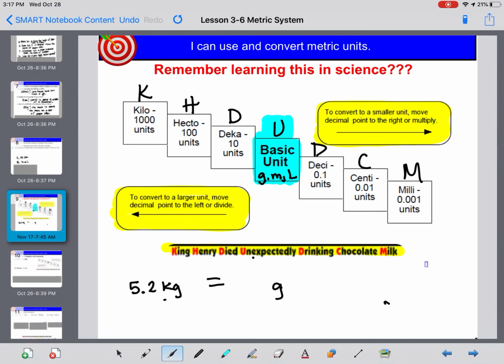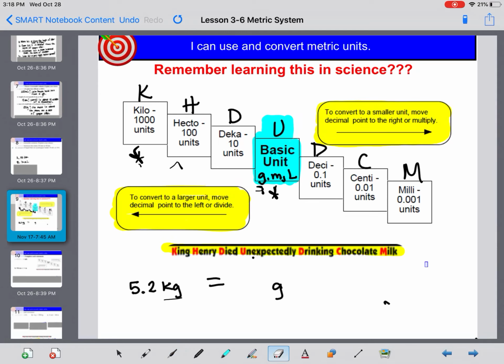Well, I'm going to mark where we are starting. We're starting at kilograms, right here. I'm converting to a smaller unit, which is grams, over here. So I am going to go 1, 2, 3. I'm going to divide by 10, divide by 10, and then divide by 10 again. Or I can simply move the decimal to the right.